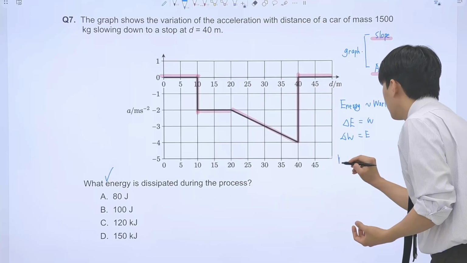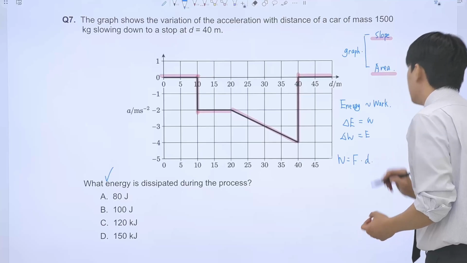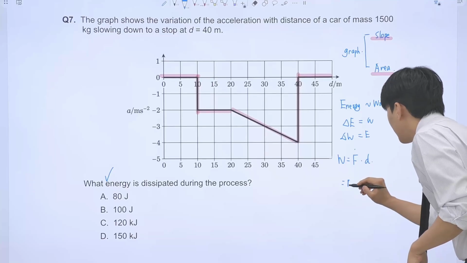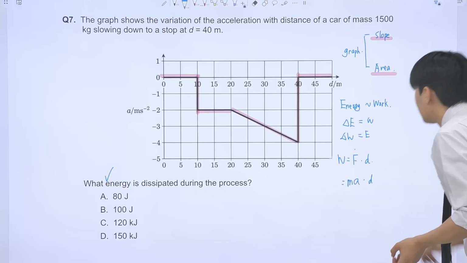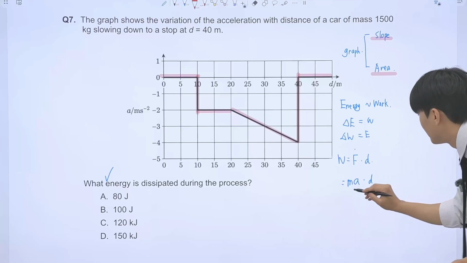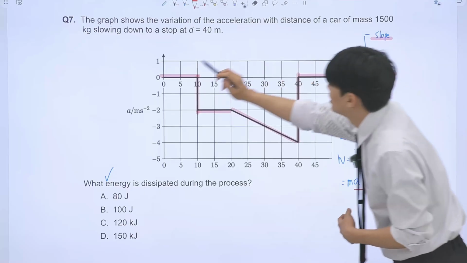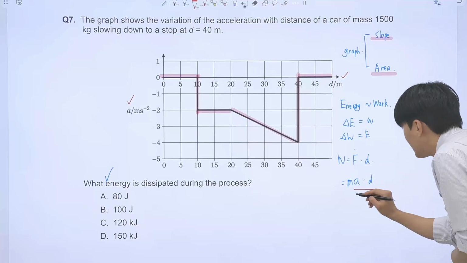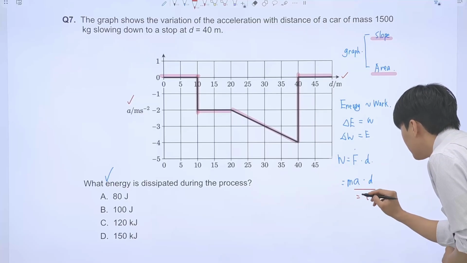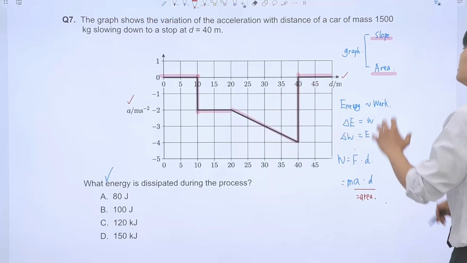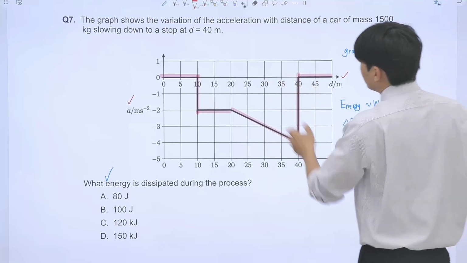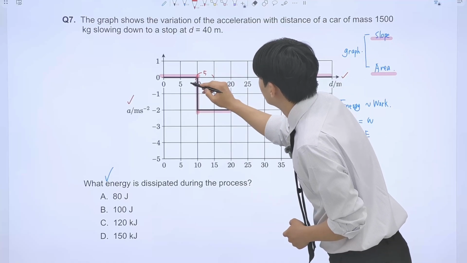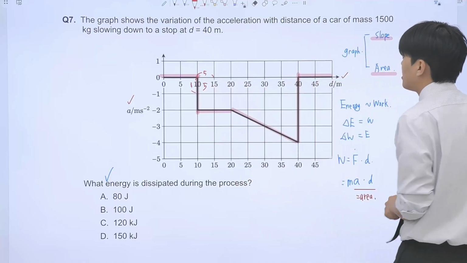Work done is force times distance or displacement. Change it a little bit: force is F equals ma, times d. Now look at these two factors, acceleration times d, which is here and here. So this bit is actually talking about the area in the graph. Then we have to calculate the area under the graph. One unit of area is 5 by 1, so 1 unit of area represents 5 units squared.